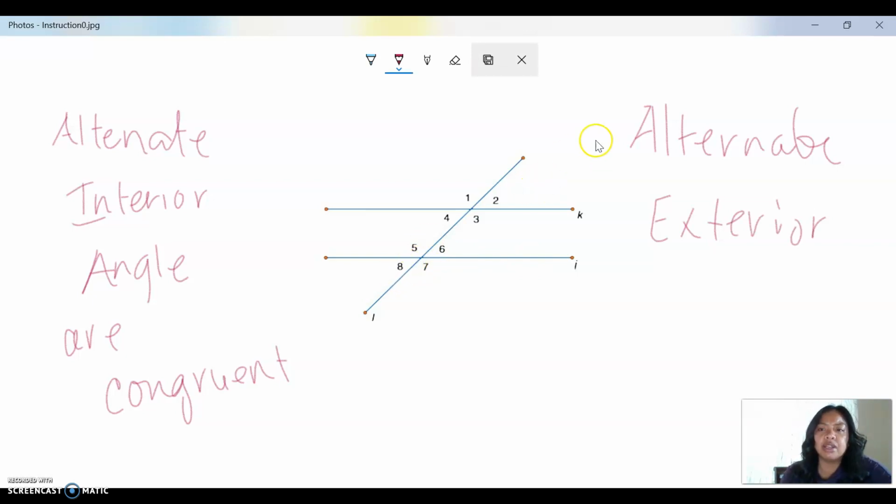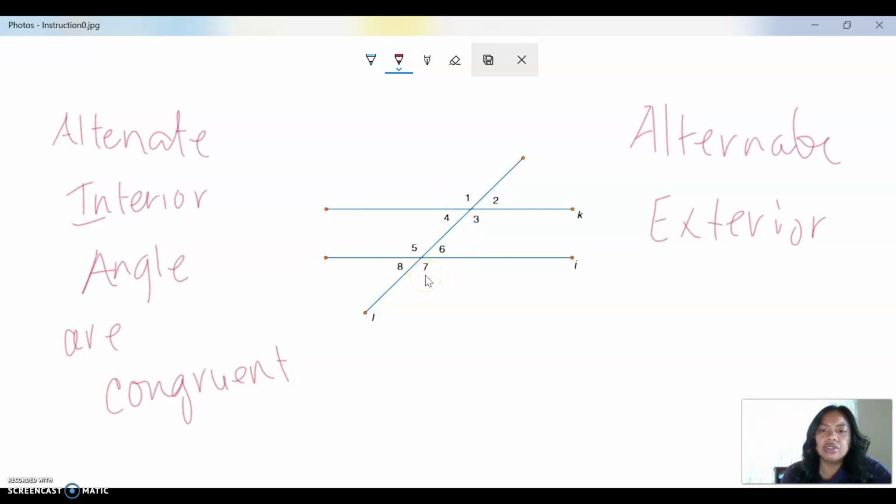So it's kind of the same concept, alternate means opposite sides of the transversal. And exterior means they're now on the outside of the parallel line. So for example, 1 here is on the outside of the parallel line. Alternate means the opposite side. This is on the left-hand side, and this is on the right-hand side on the bottom here. So 1 and 7, we call those alternate exterior angles.